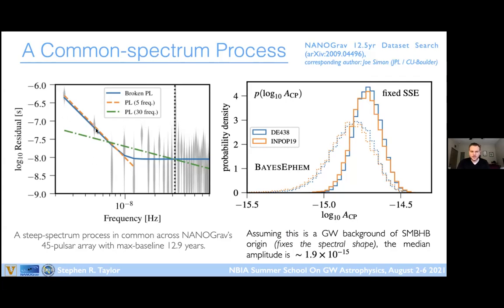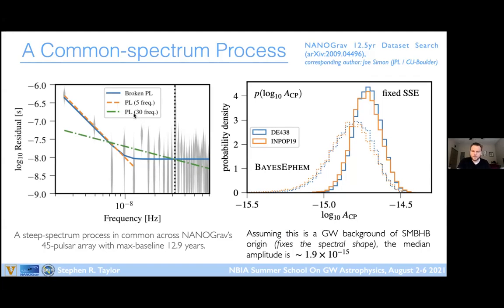So these gray regions, you can think of these as Bayesian spectra that have been measured in individual frequency searches. So we search over each frequency's power as an independent variable. Now, another search that we do is we search for power law strain spectral shapes. And depending on the number of frequencies that we use in the power law representation, we get different answers.